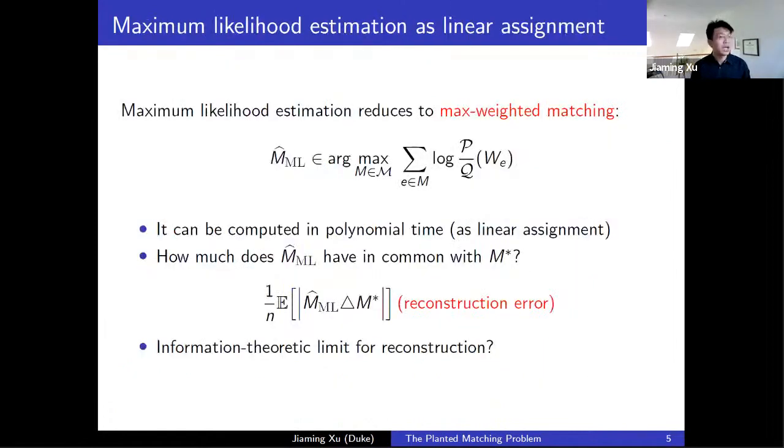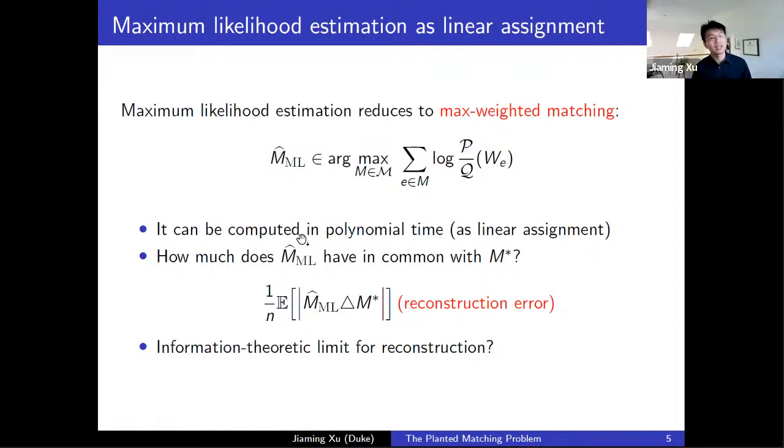Okay, so now back to the problem. If we want to solve this point matching problem, a very natural attempt is to do maximum likelihood estimation. And basically in this problem, it actually reduces to the following maximum weighted matching problem, where we basically want to search over all the possible perfect matchings that maximize the total log likelihood weights of the observed edge weights. Okay. And now since we're looking at a bipartite graph, this can be computed in polynomial time as a linear assignment. So there's no computational issue here.